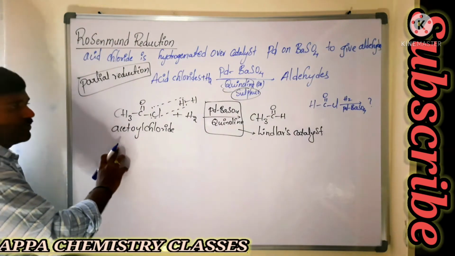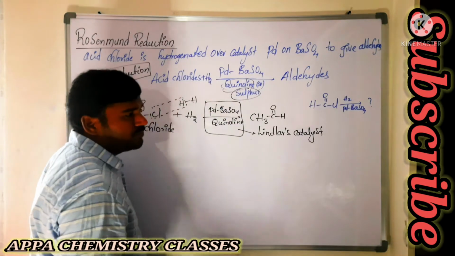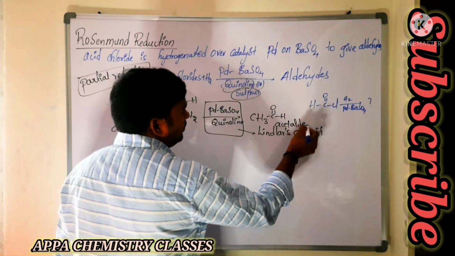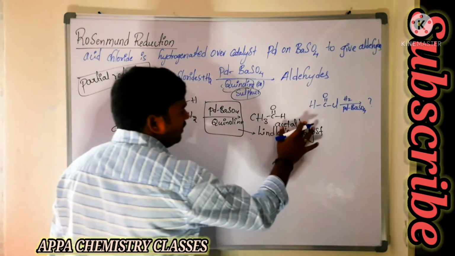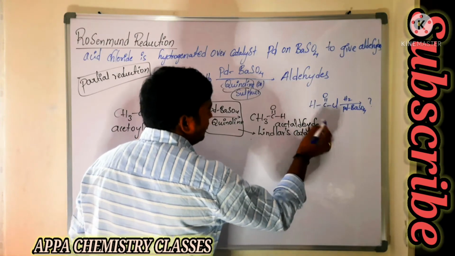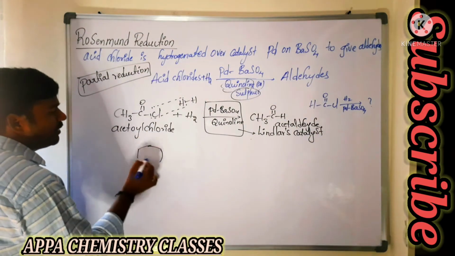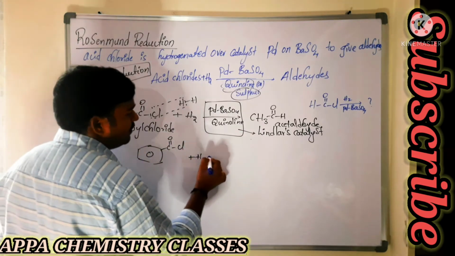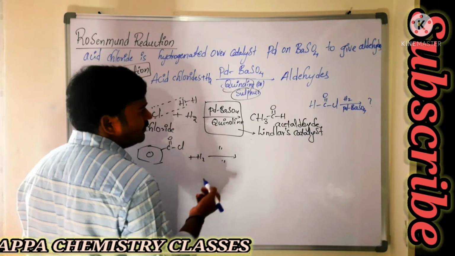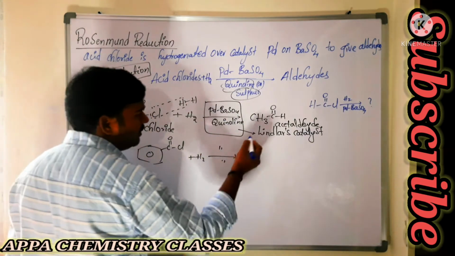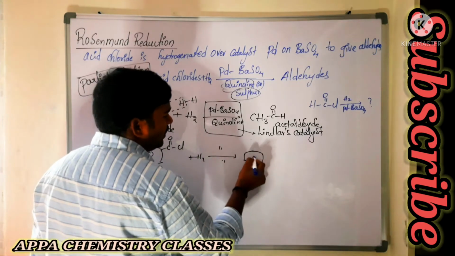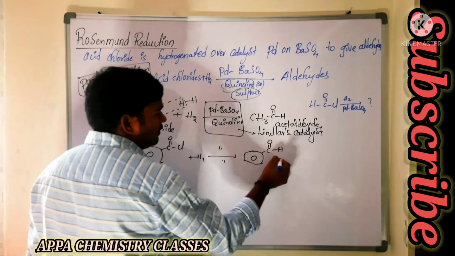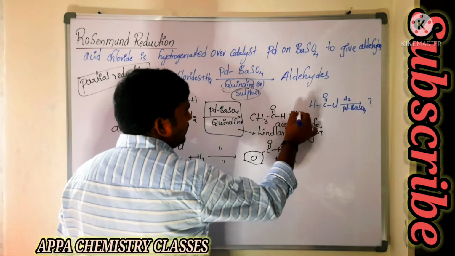Now the acetyl chloride, that is the acid chloride, will be changed to acetaldehyde. Similarly, you can take benzoyl chloride also. Benzoyl chloride reacts with hydrogen in the presence of this reagent, palladium over barium sulfate and quinoline, and we get benzaldehyde. HCl is the byproduct.